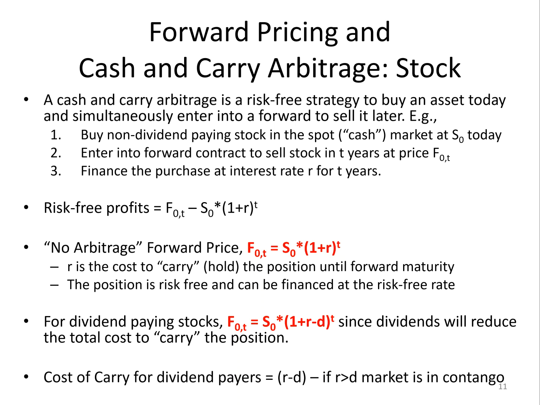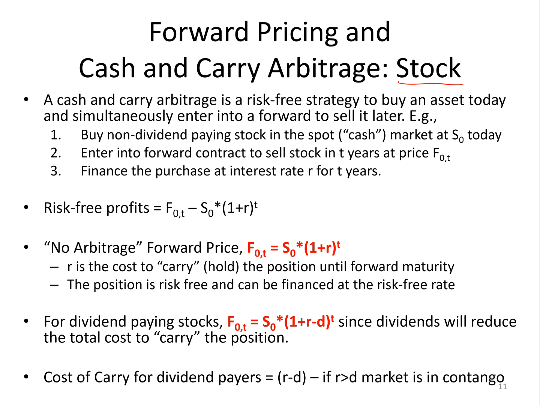So let's talk about where these prices could come from. One way to think about a forward price is to calculate what we call a cash and carry arbitrage price. And we'll just do this for a single stock. We'll talk about a forward price of a stock. So a cash and carry arbitrage is a strategy to buy an asset today in the spot market, also called the cash market, and simultaneously enter into a forward contract to sell it later. So I'm going to buy a stock today and enter into a forward contract to sell it in the future. I'm also going to finance that purchase with a risk-free loan.